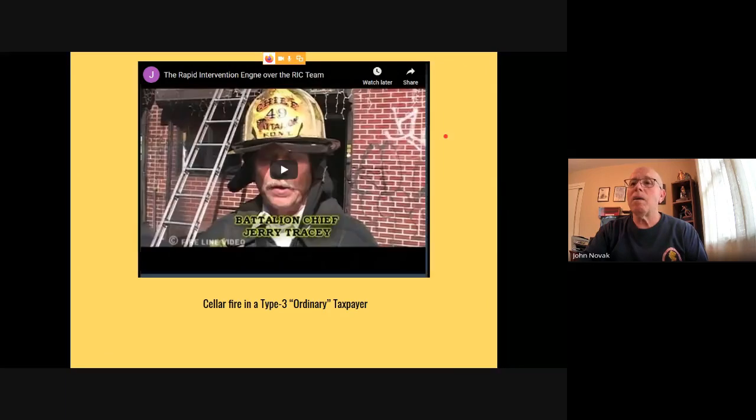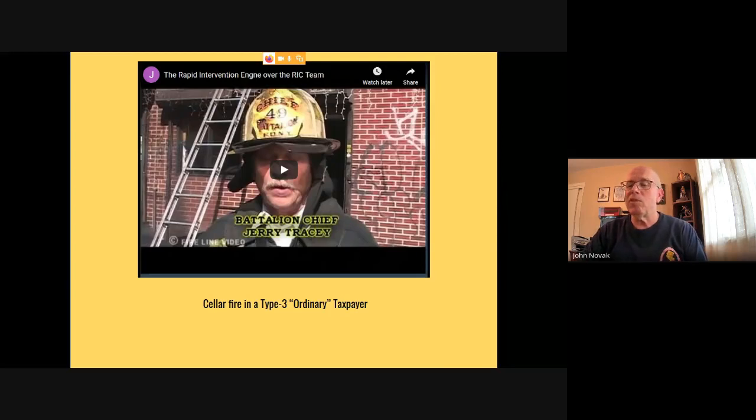So I want to play this clip here, Chief Jerry Tracy. They're at a taxpayer fire, ordinary construction, and it shows the cellar access, smoke venting from the cellar access. Just one set of tactics to use for a basement fire. Pretty much a traditional tactic, not the only tactic, not the only way to fight a basement fire.